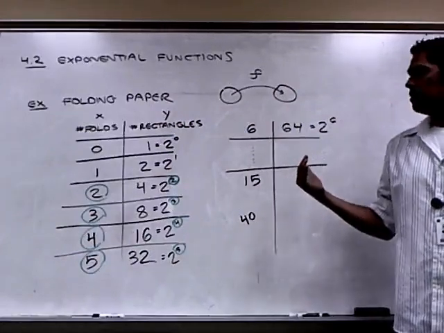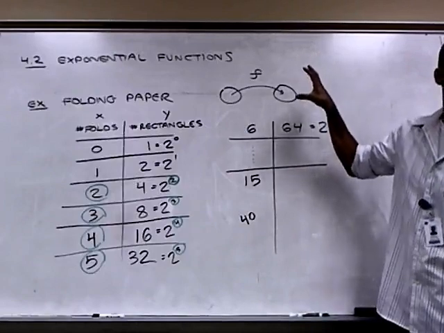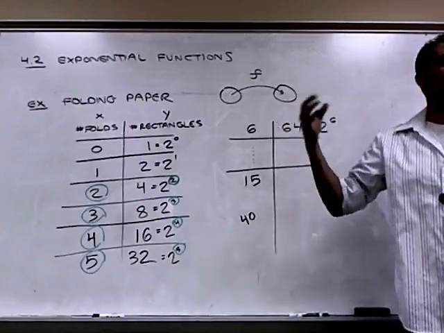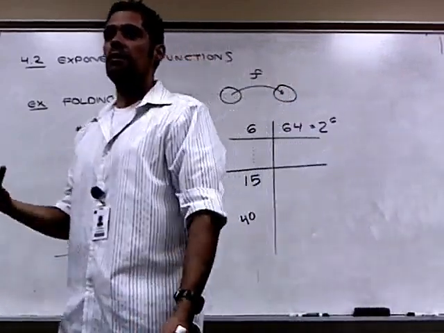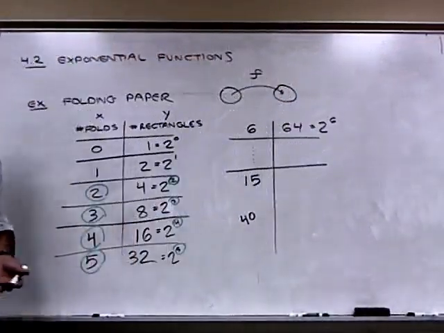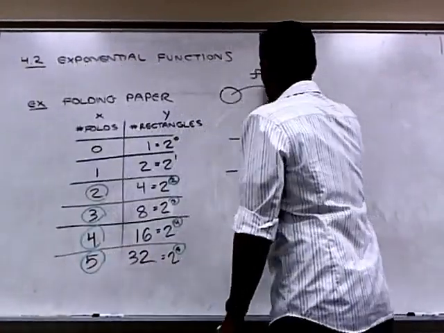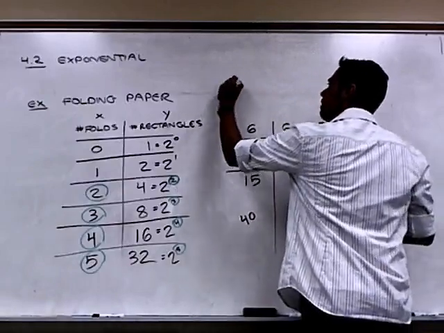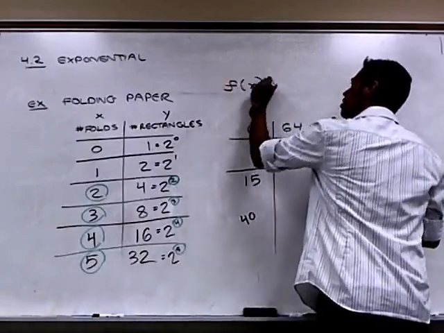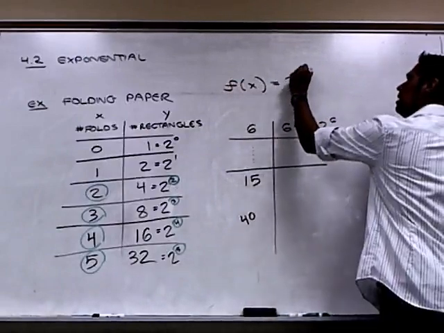What changes? That thing up there, what do we call that thing up there? The exponent. The exponent is the thing that changes. The exponent is the variable. Therefore, we call it an exponential function. So let me write down what this exponential function would look like. It would look like this. F of x should equal 2 raised to the x.